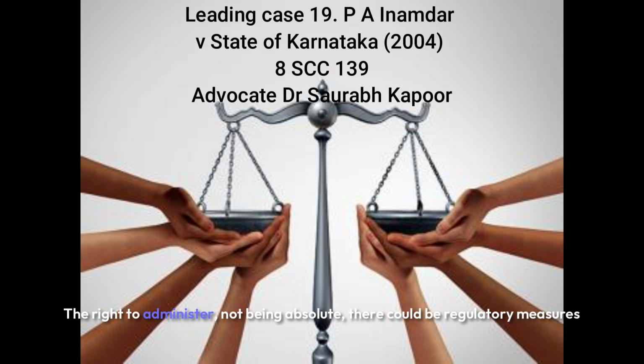The right to administer, not being absolute, there could be regulatory measures for ensuring educational standards and maintaining excellence thereof, and it is more so in the matter of admissions to professional institutions. A minority institution does not cease to be so, the moment grant and aid is received by the institution. An aided minority educational institution, therefore, would be entitled to have the right of admission of students belonging to the minority group and at the same time, would be required to admit a reasonable extent of non-minority students, so that the rights under Article 30 are not substantially impaired and further the citizens' rights under Article 29 are not infringed.